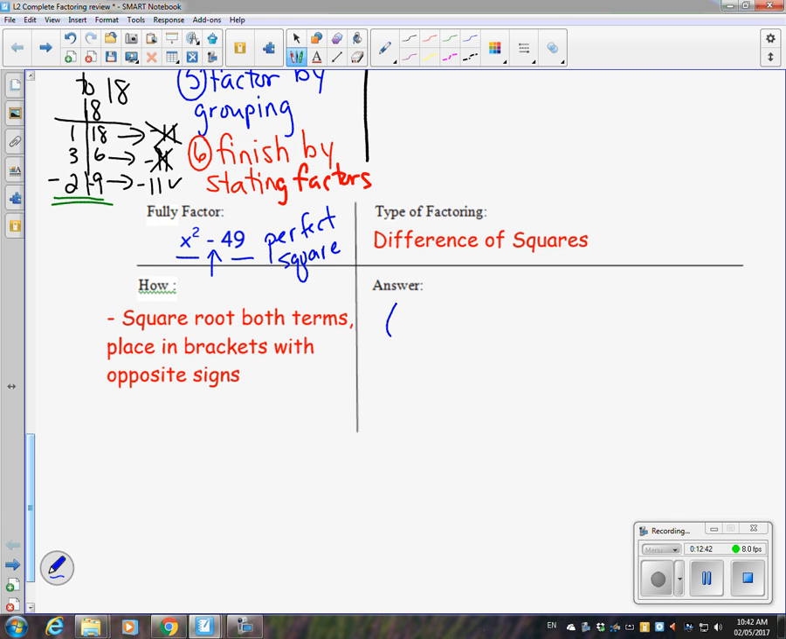Really easy, because if you were to do FOIL, I'll show you in a second. So I have an x at the front of each bracket, and the square root of 49 is 7. So I have plus 7 and minus 7 to get negative 49. And if I were to do my FOIL, I would get x times x is x squared, and I'd have x times minus 7 is minus 7x, and 7 times x is 7x, and minus 7 plus 7 makes 0 x's, and that's why there's no x term. All right, there's our big factoring review.